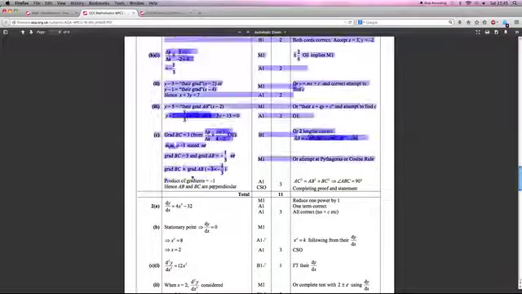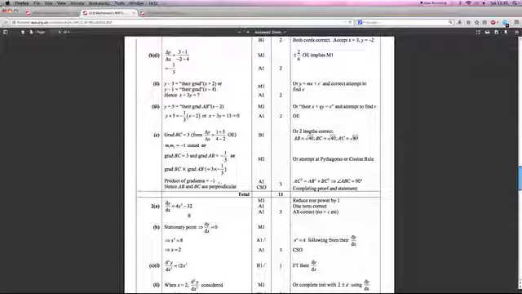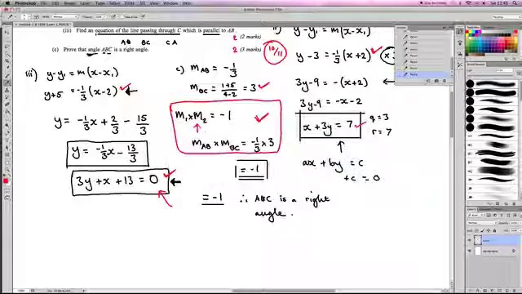So saying that either the product of the gradients or this thing right here is equal to -1, therefore the angle, sorry, I should probably write, angle ABC is a right angle.